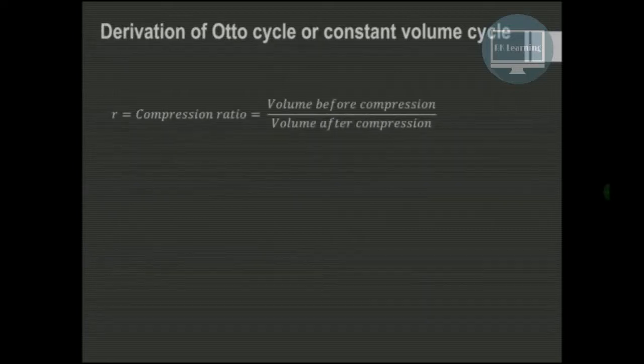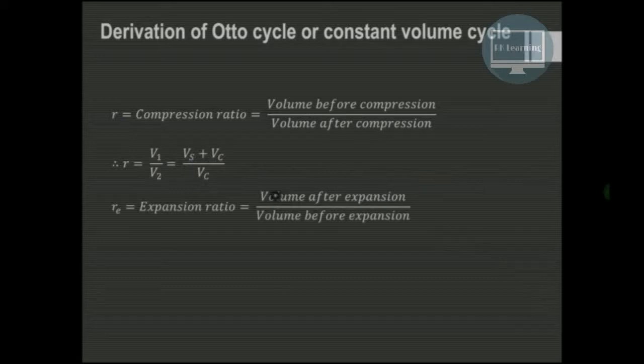Now before we start with the actual derivation part, let us define certain ratios over here. Compression ratio is defined as volume before compression to the volume after compression. Now we know that volume before compression is V1 and volume after compression is V2. But we also know that V1 is also equal to Vs plus Vc, divided by Vc, where Vs is the stroke volume, Vc is the clearance volume.